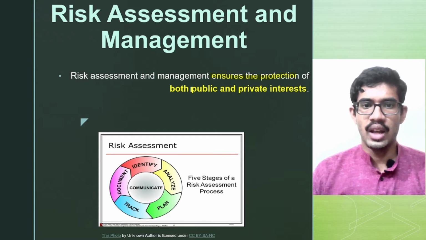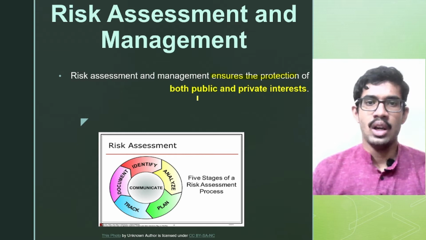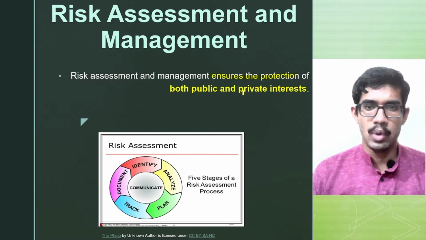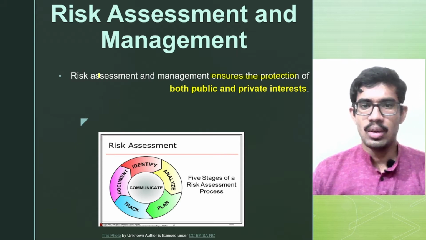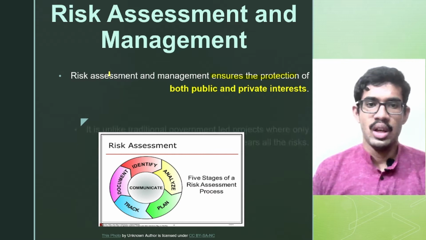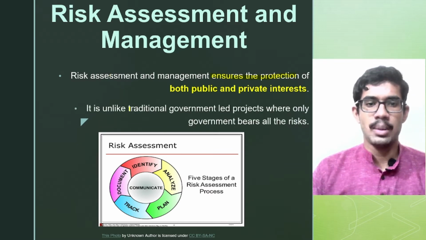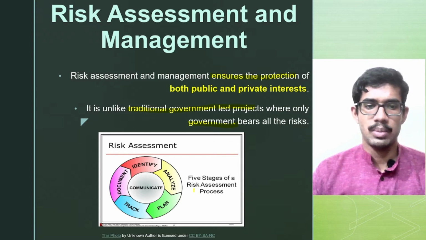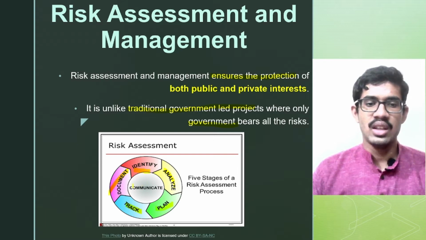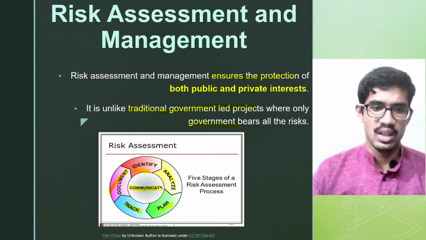The public sector has the cause of social service, serving the people and gaining the economic benefits. And the private interests are such that they want to make profits out of the particular infrastructure project. So the risk has to be assessed and managed in such a way that both the interests are protected. But in the traditional government-led projects, this is not possible because the government bears all the risks. In this visual, we can see the 5 stages of the risk assessment process, that is to identify and then analyze, plan, track, and then document. In this case, communication becomes very important in risk assessment and management.